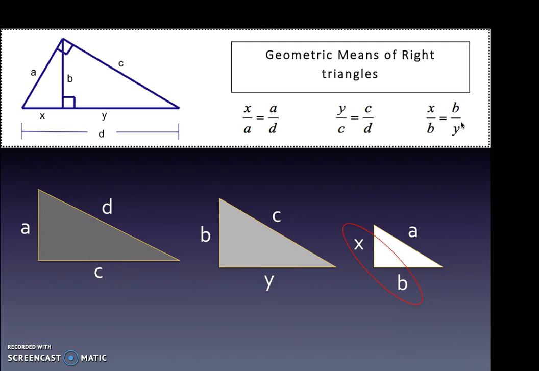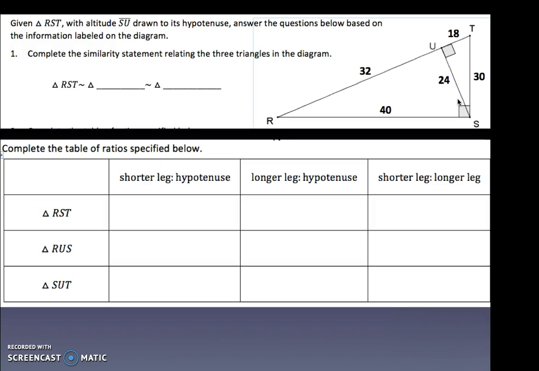And then the last one is going to be x over b equals b over y. And that is the small triangle to the medium triangle. And you can do any set of sides there will match up to make a proportion. And you'll notice that when you do it, that again, that diagonal matches for all the mean proportional problems. So let's look at the table we have here.